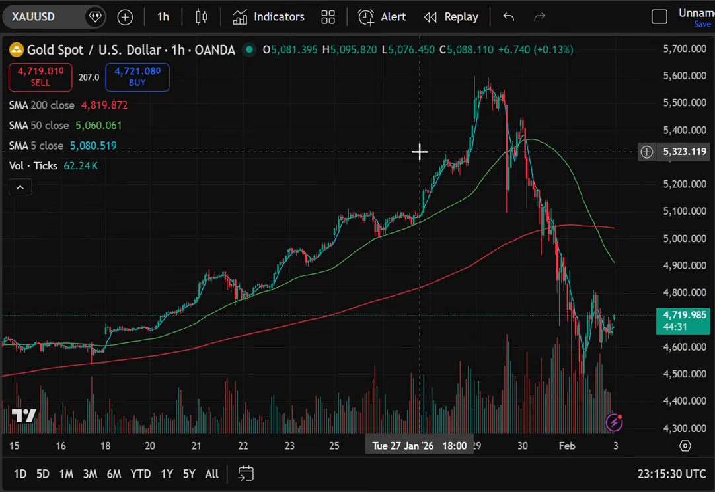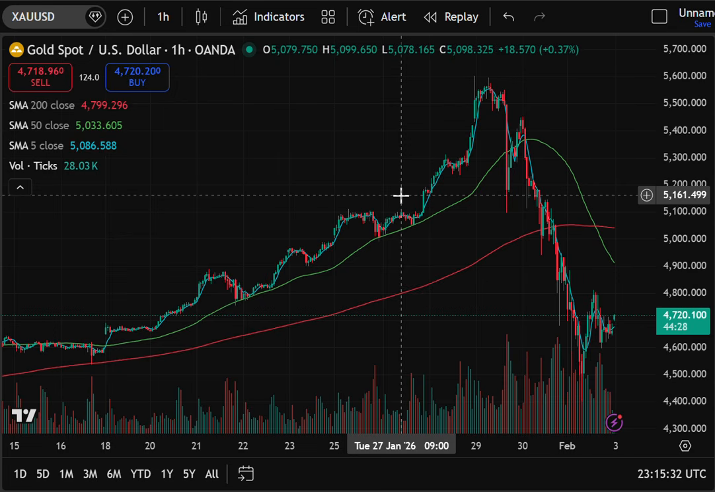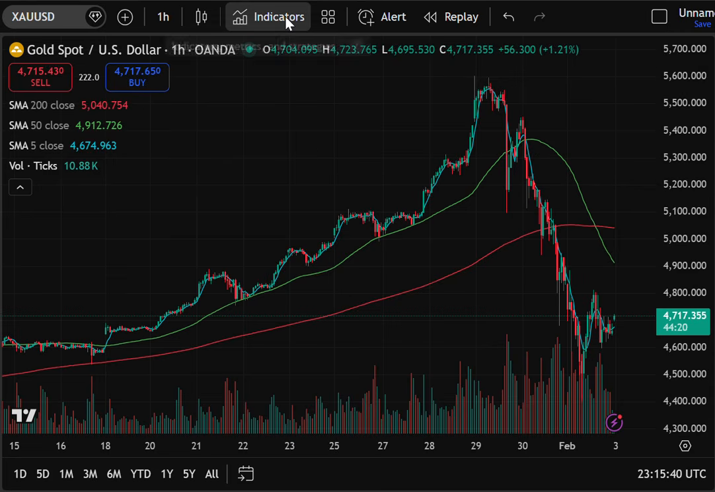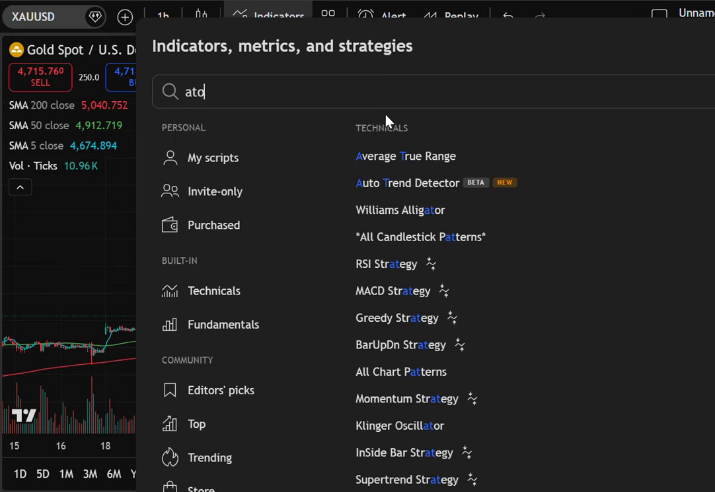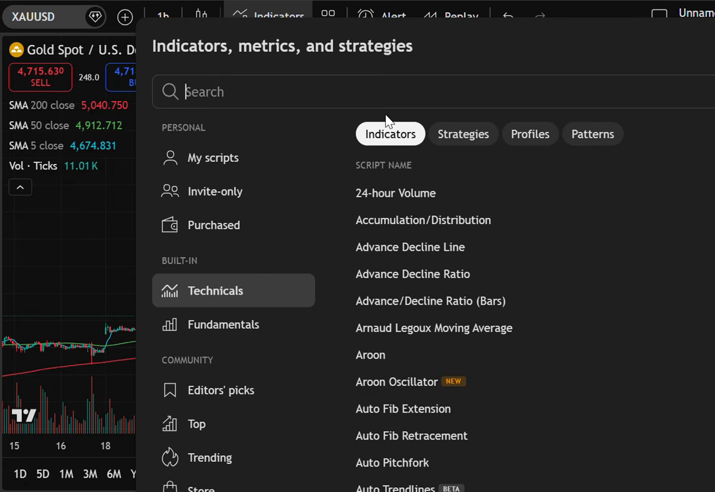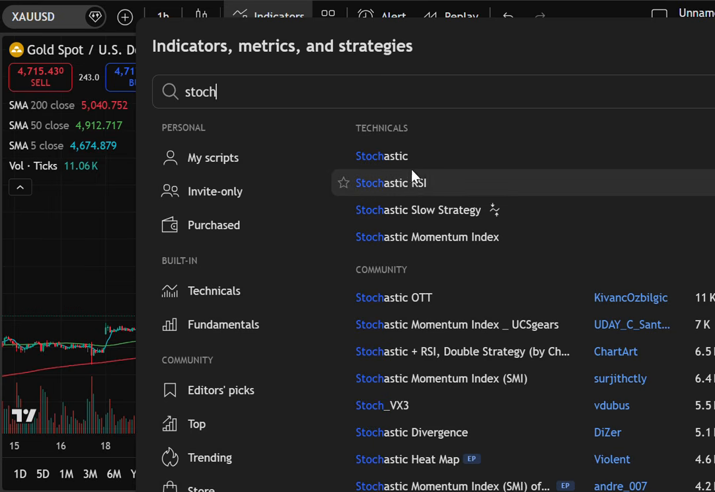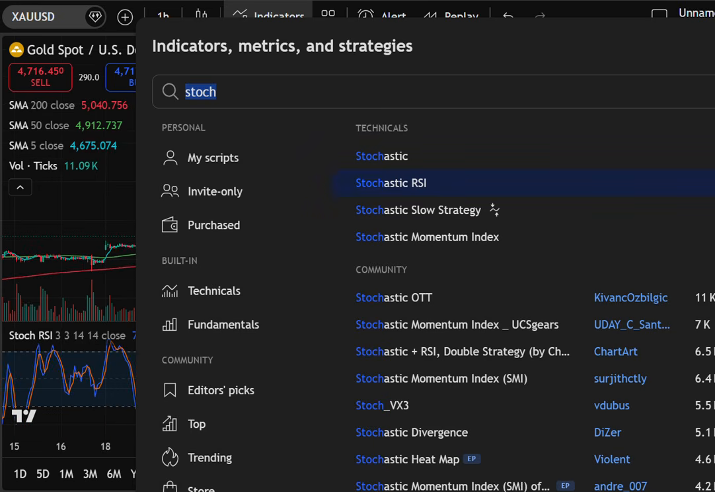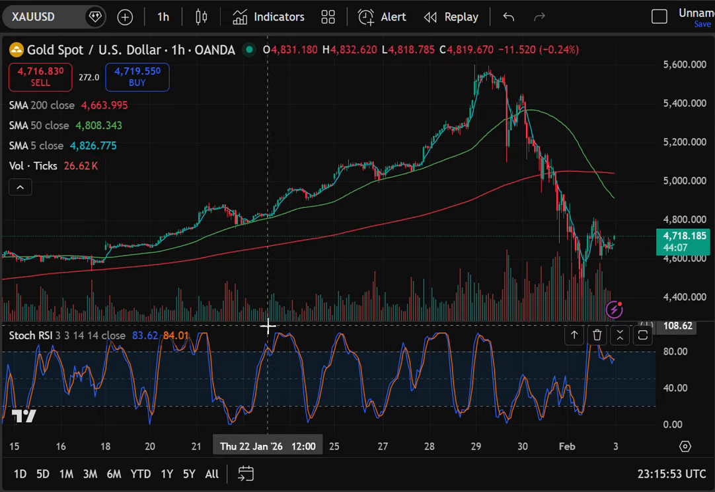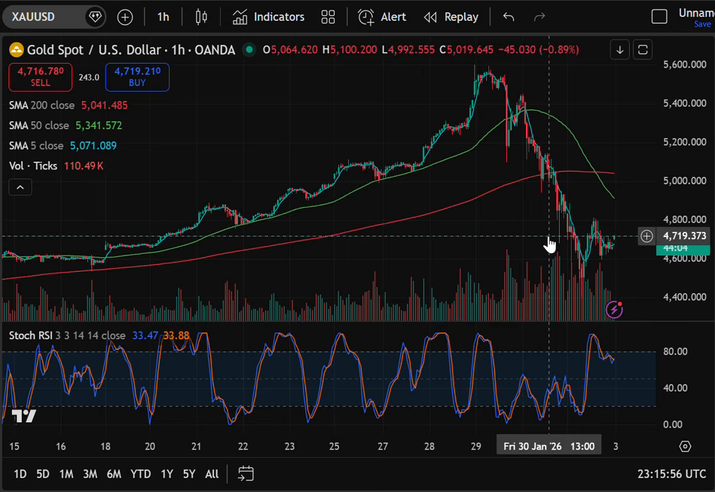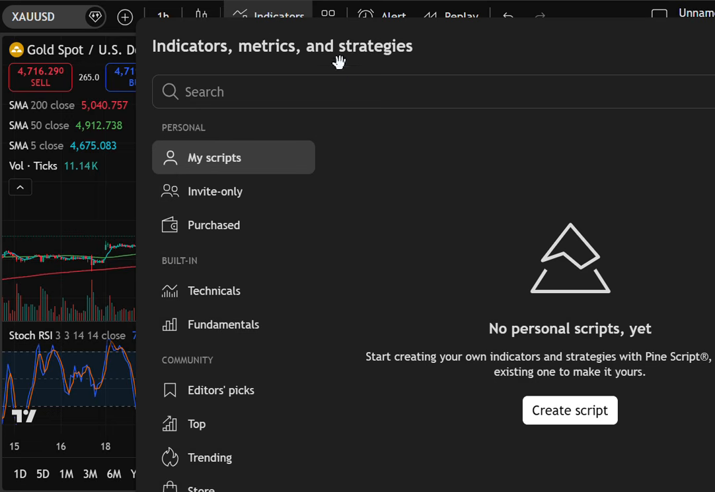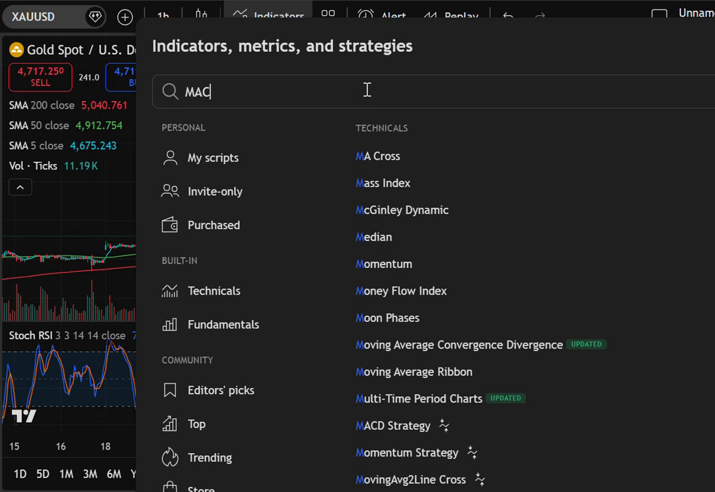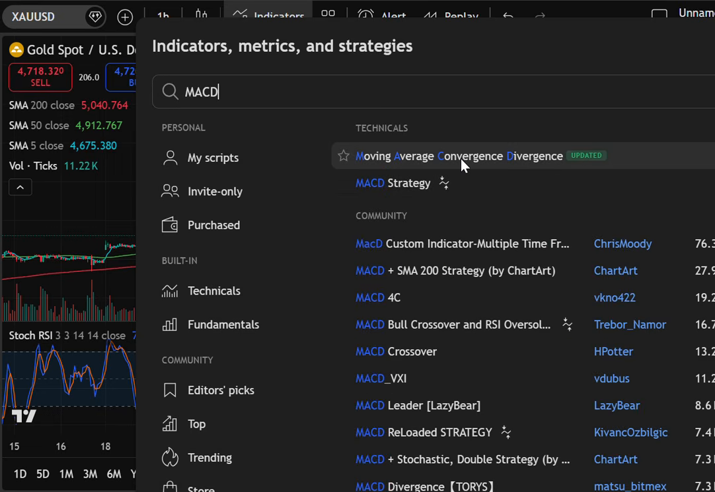Now, this is great. However, we need more help. So how do we get that more help? There are three things that we will add to the chart. The first thing is what we call stochastic RSI. So let's add them, and then I'll explain to you how each is actually going to work. Stochastic RSI, right there. Okay. So we've added a stochastic RSI, and then the next thing we want to add is the MACD, which is what we refer to as moving average convergence divergence.